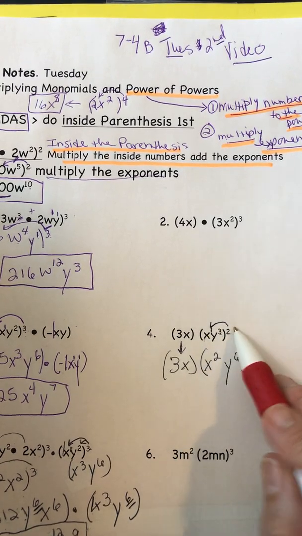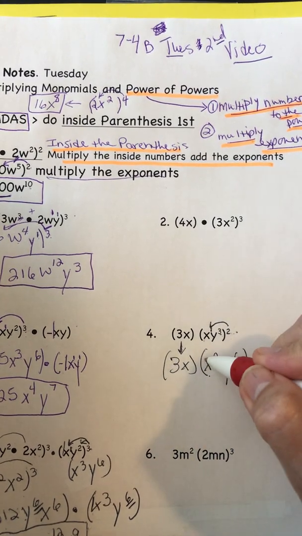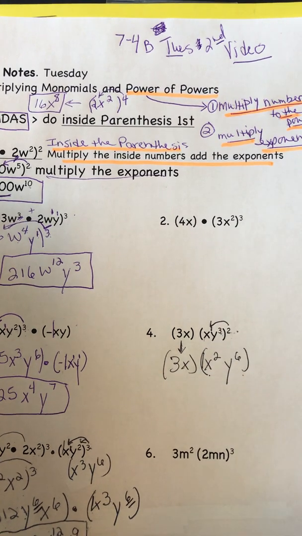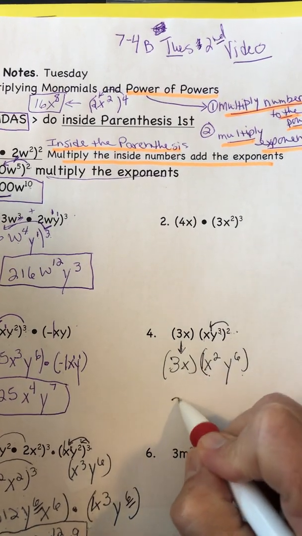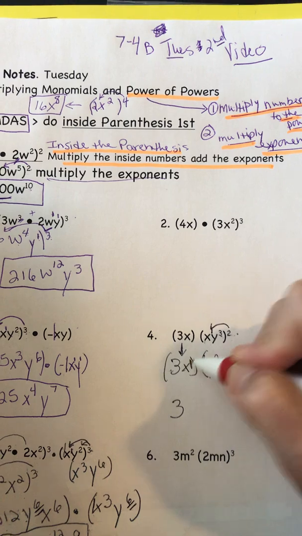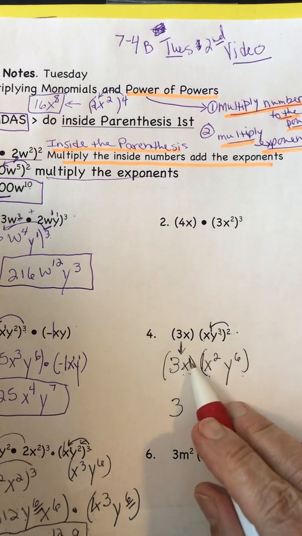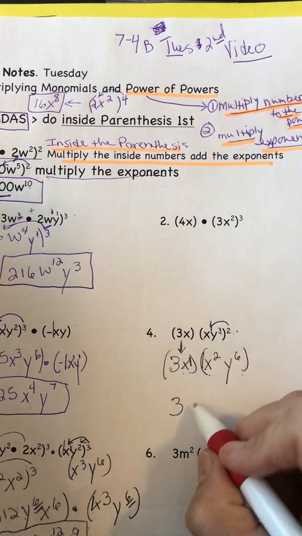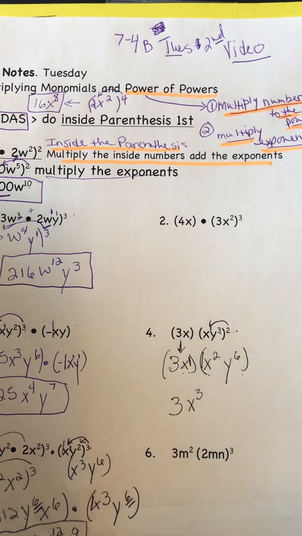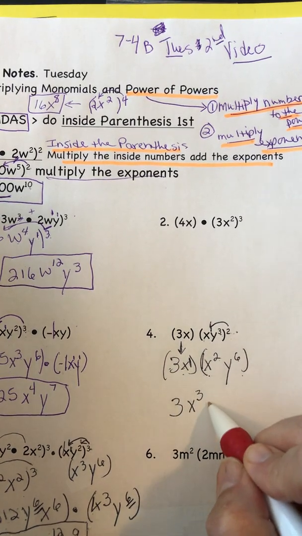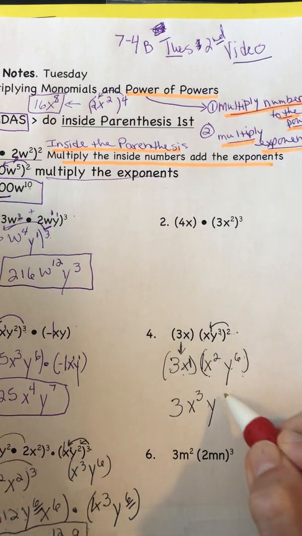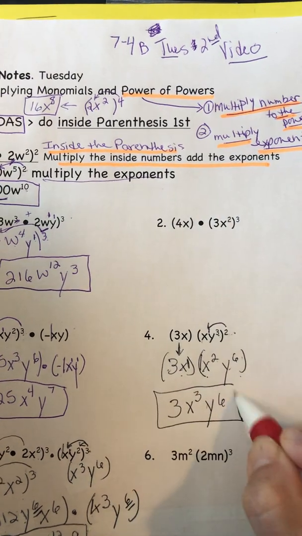I used it to get this, and now I'm going to multiply. I've got 3 times 1 is 3. I've got x to the 1 and x squared. 1 plus 2 is 3. Remember, we're back to multiplying, not power of powers. And then I've just got y to the 6th. Those are a lot quicker.